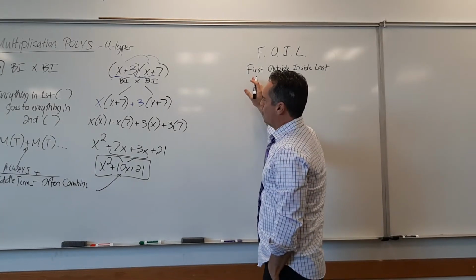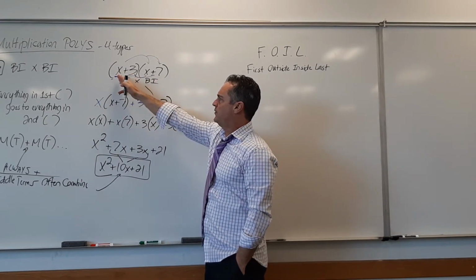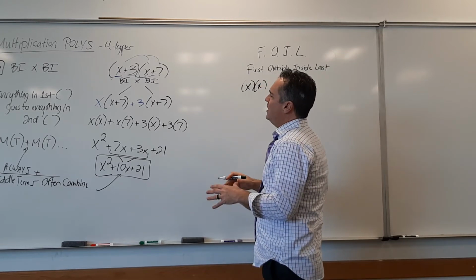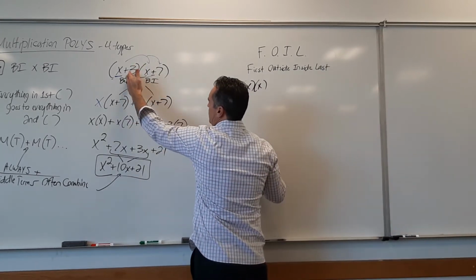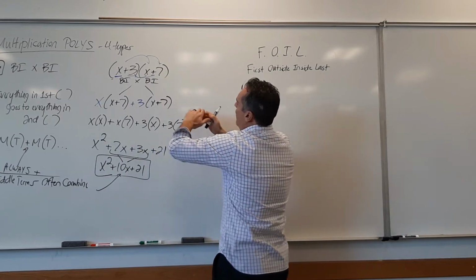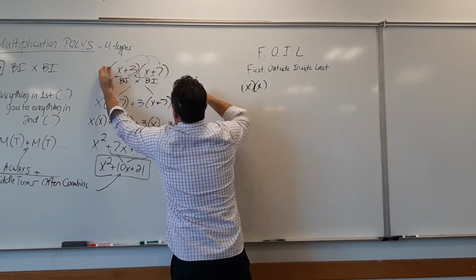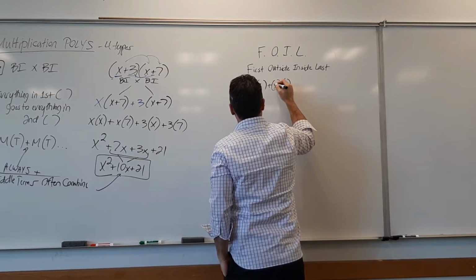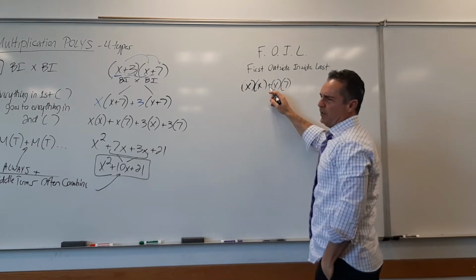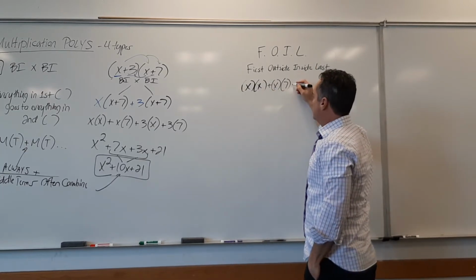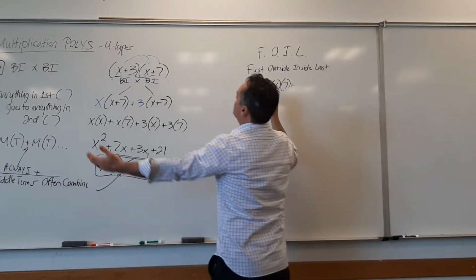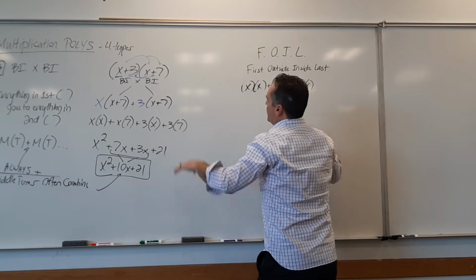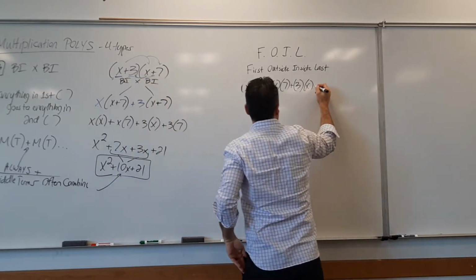First means the first term in each parentheses. The first term in each parentheses is an x and an x. Now, you would think the outside term would then mean the outside in this parentheses and the outside in this parentheses, but they're actually talking about the whole configuration. The outside of this and the outside of this is x and 7. So you can see where it can start to get a little bit confusing. Plus, it doesn't tell you to put a plus in between there. This method just assumes you're going to do that. Plus, and then the inside terms in the whole thing are 3 and x. And the last terms in each parentheses are 3 and 7.